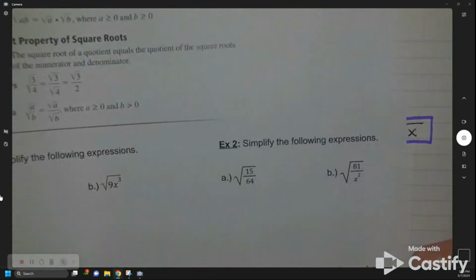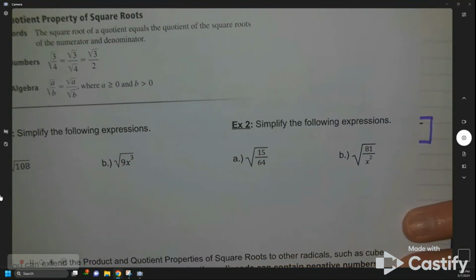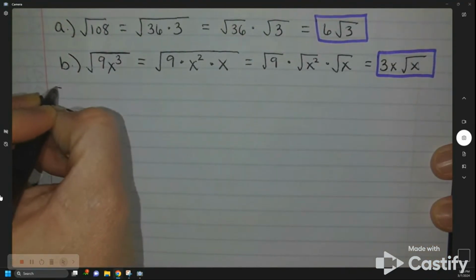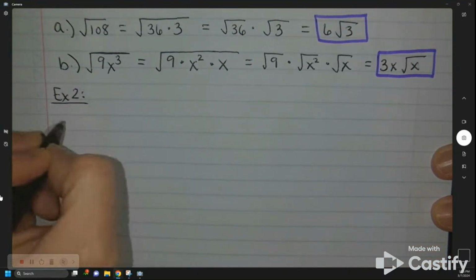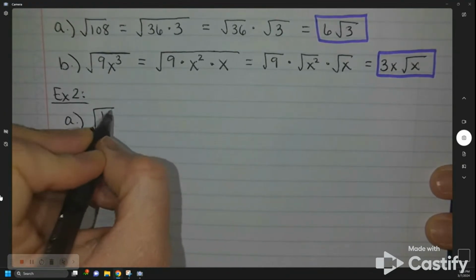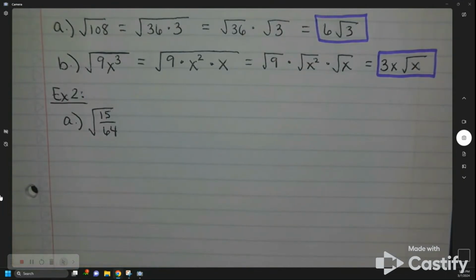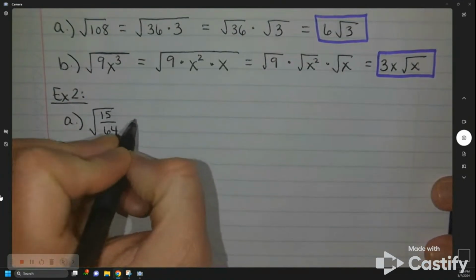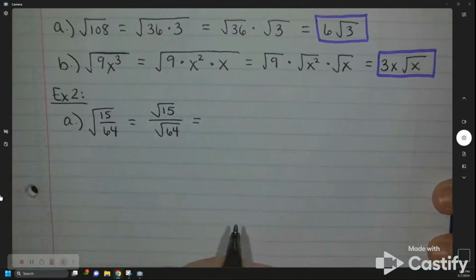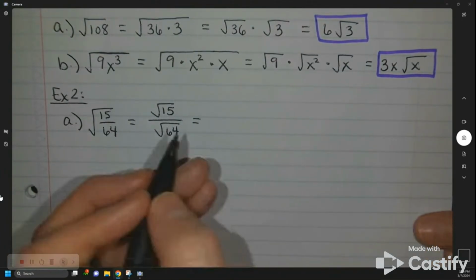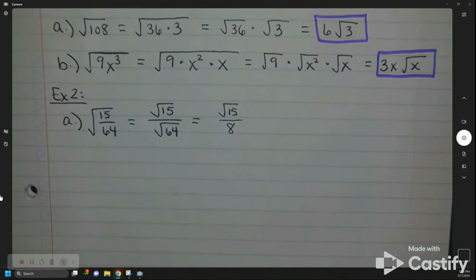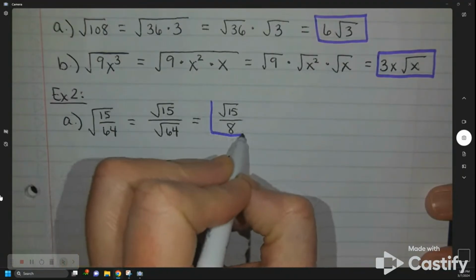All right, so let's take a look now at some of the questions from example 2. We're going to be focusing more on our quotient property for these ones. So example 2, let's slide this up a little bit. In example 2a, we have the square root of 15 over 64. So when I'm looking at this, I remembered that I can do the square root of 15 over the square root of 64. 15 is not a perfect square, but 64 is. So I know that the square root of 15 is going to stay, and then the square root of 64 is 8. So our final answer for this one is the square root of 15 over 8.